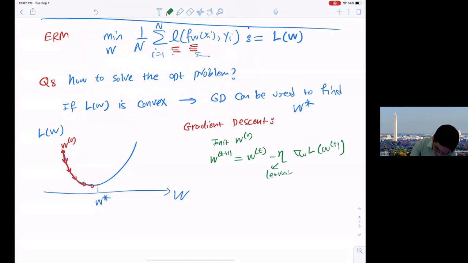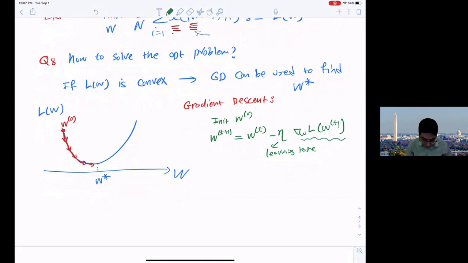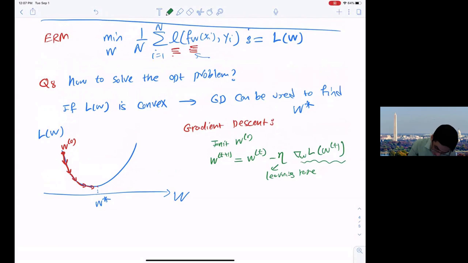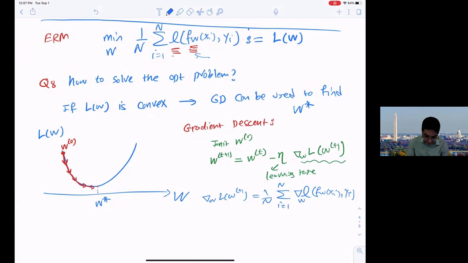Here we are using a fixed learning rate. If you think about this gradient of the loss, my loss is the sum of the losses of individual samples. In that case, my gradient is going to be the sum of the gradients over individual samples. So I have 1 over n, the gradient of the loss on individual samples. This computation can be very expensive because we need to compute the gradient at each of the n samples in each iteration. So it is an expensive step.